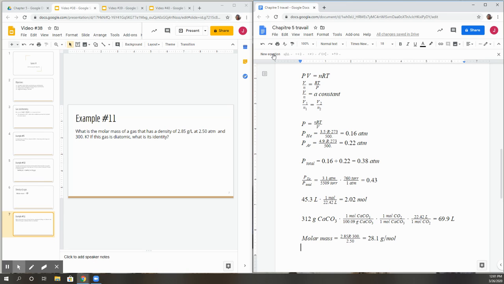So I go to my periodic table, I find something that has a molar mass of around 14, and it has to be a gas. You can't just pick something that's a solid. So this is N2.